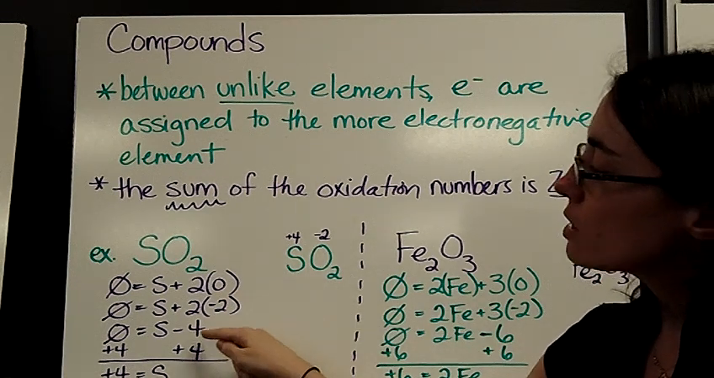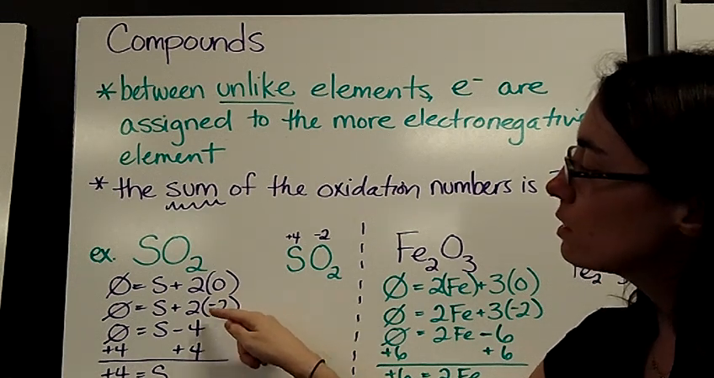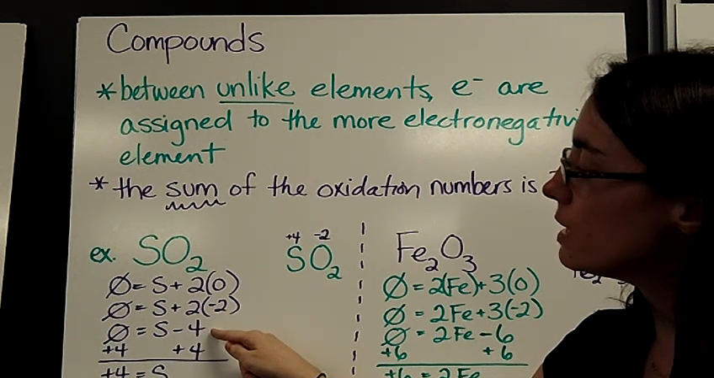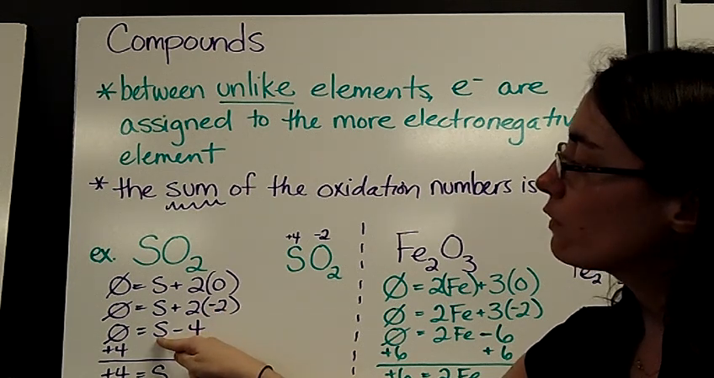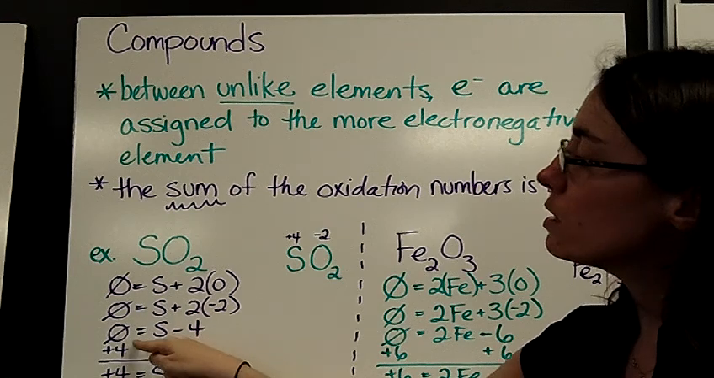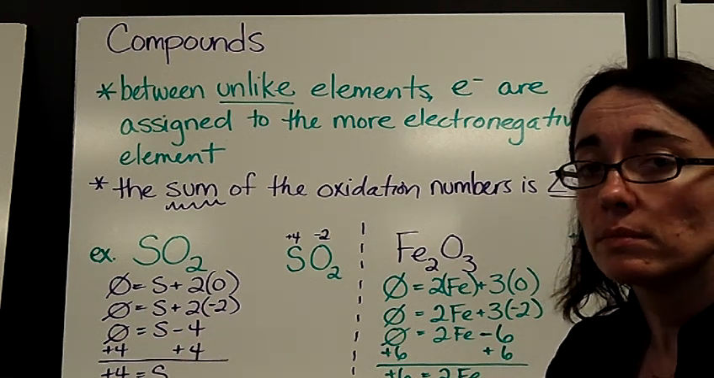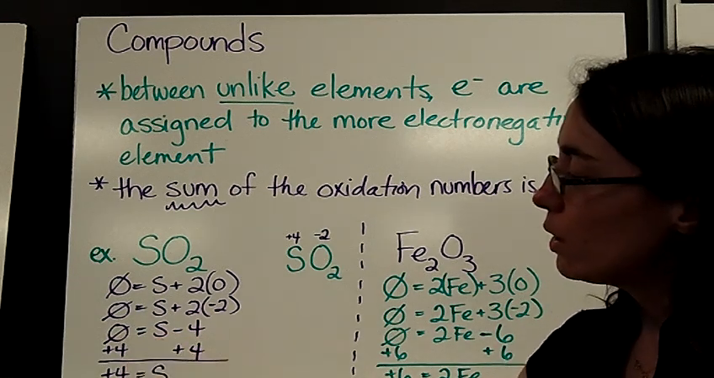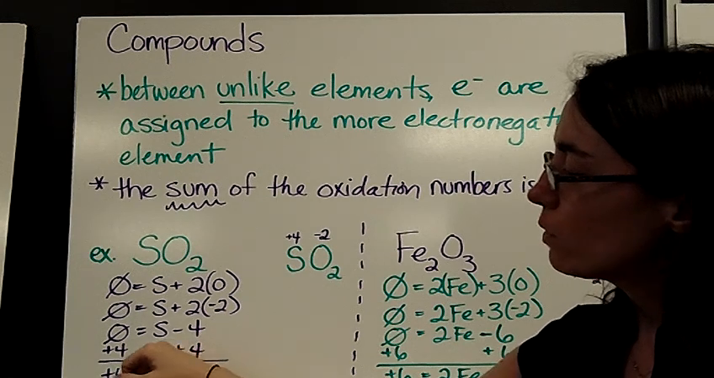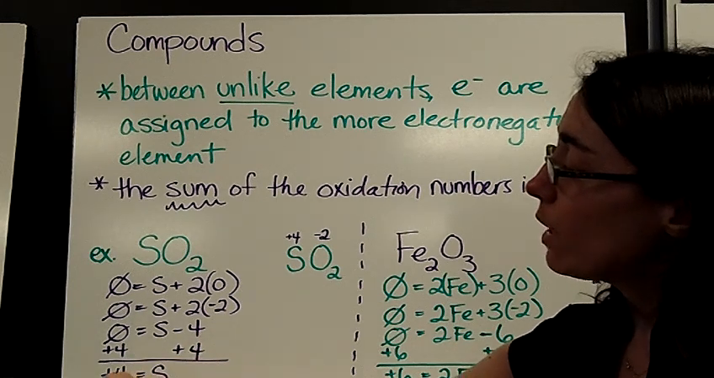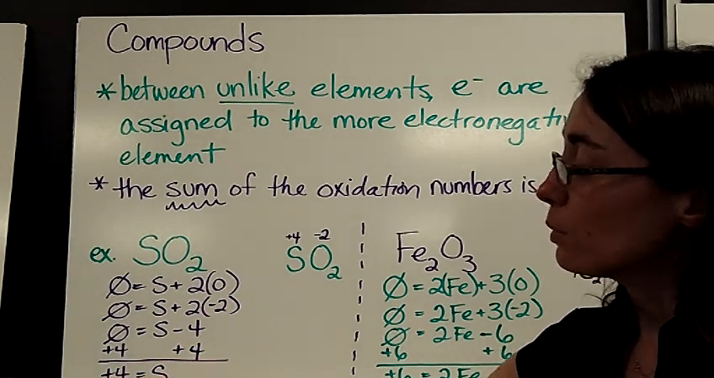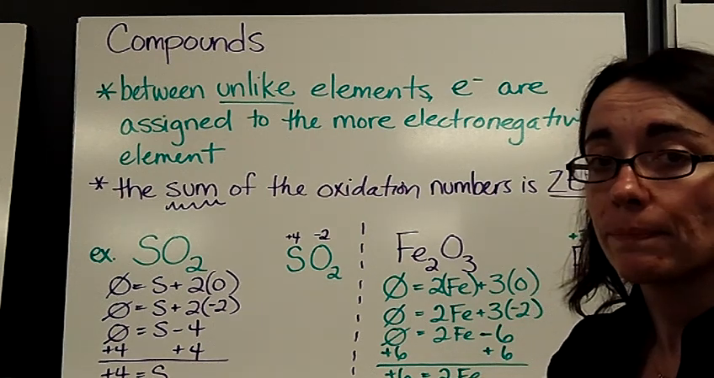On the next line, I'm just combining terms. 2 times -2 is -4. So sulfur minus 4 is equal to 0. We need to solve for our unknown sulfur, so I added 4 to both sides. And so I found that sulfur's oxidation number is +4.